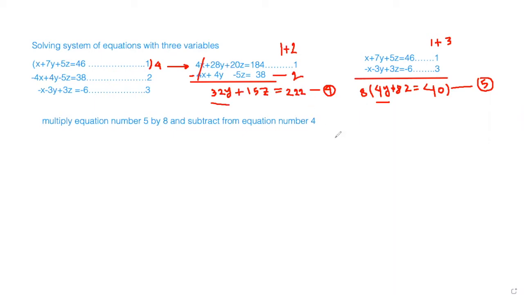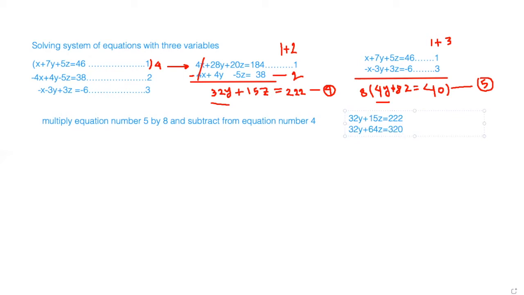So let me write down 4 first, which is 32y plus 15z equal to 222. Now if we multiply, 8 times 4 is 32y, and then plus 8 times 8 is 64z, equal to 40 times 8 is 320.